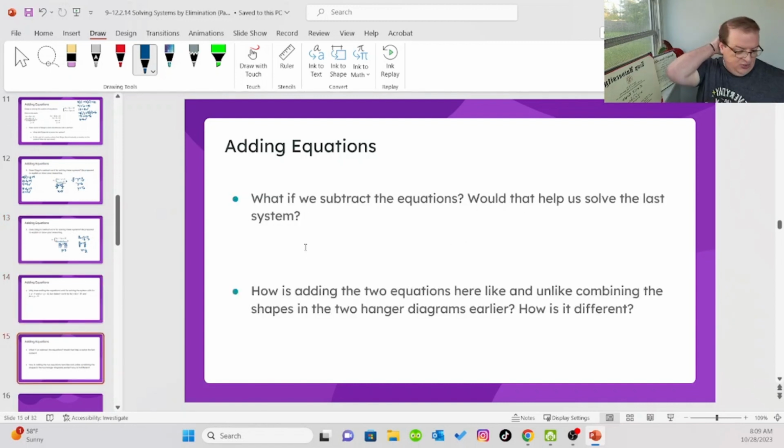How is adding the two equations here like and unlike combining the shapes in the two hanger diagrams? How is it different? So it's the same in that we are adding the two equations, the left side and the right side, like we added the left side and the right side of the hangers. It's different, however, because our objective was to eliminate something from one of the sides by adding. In the hangers, we just added. We didn't eliminate anything.